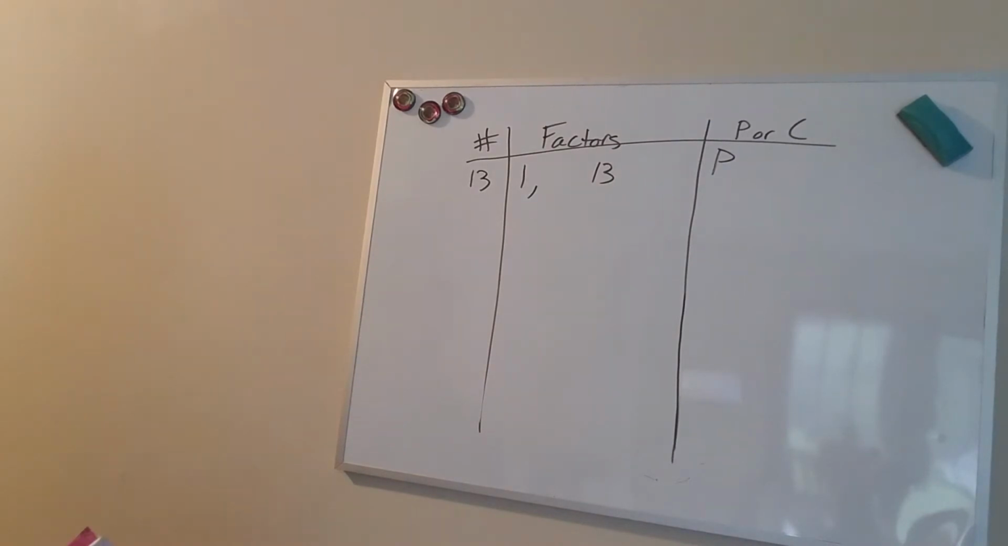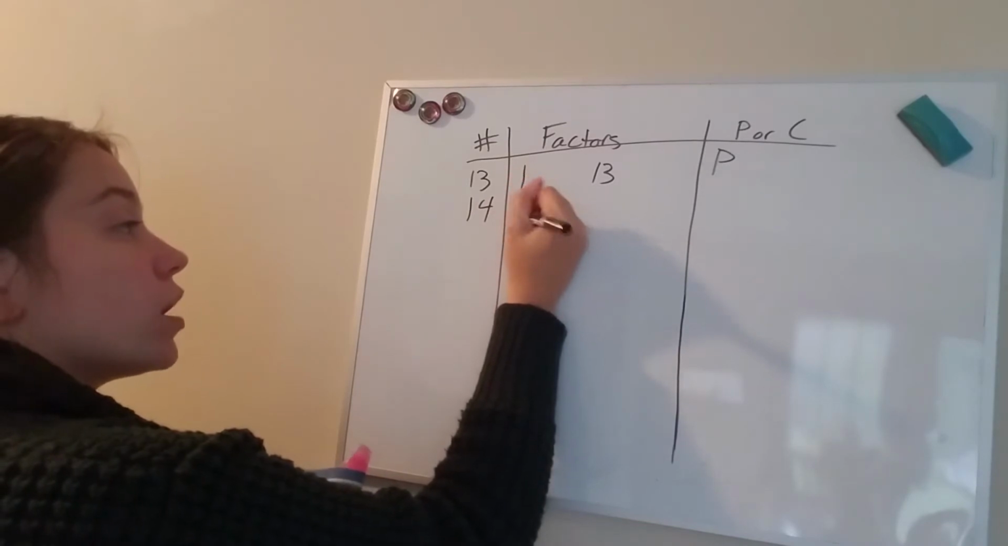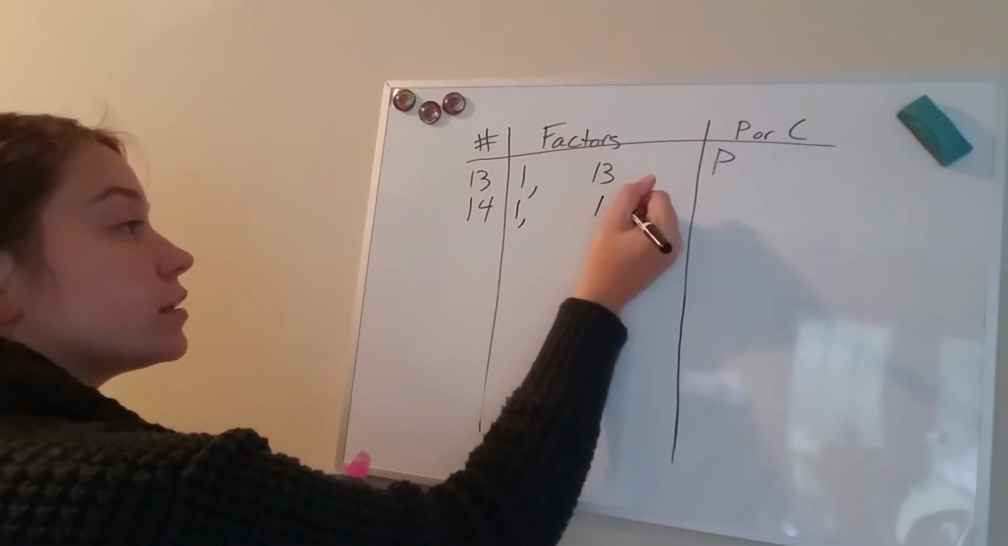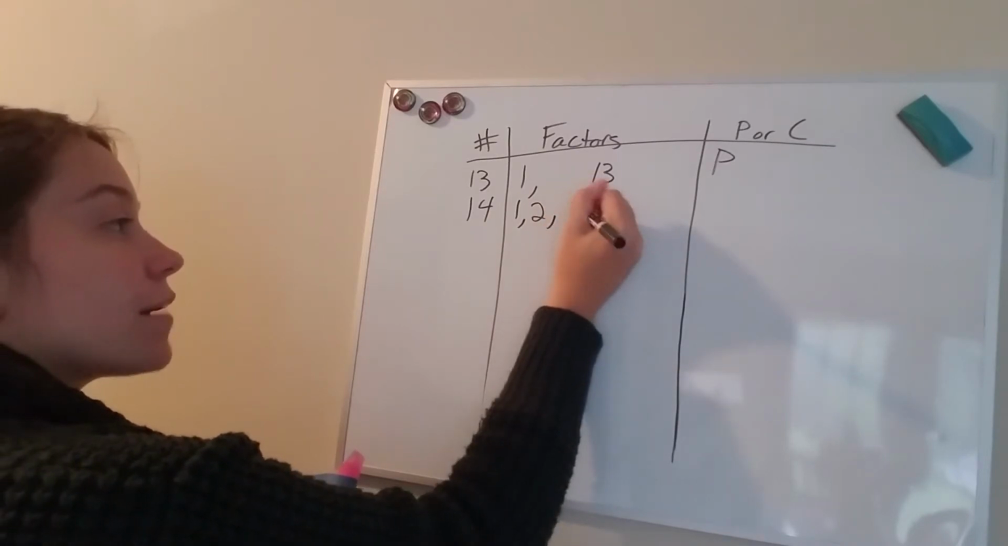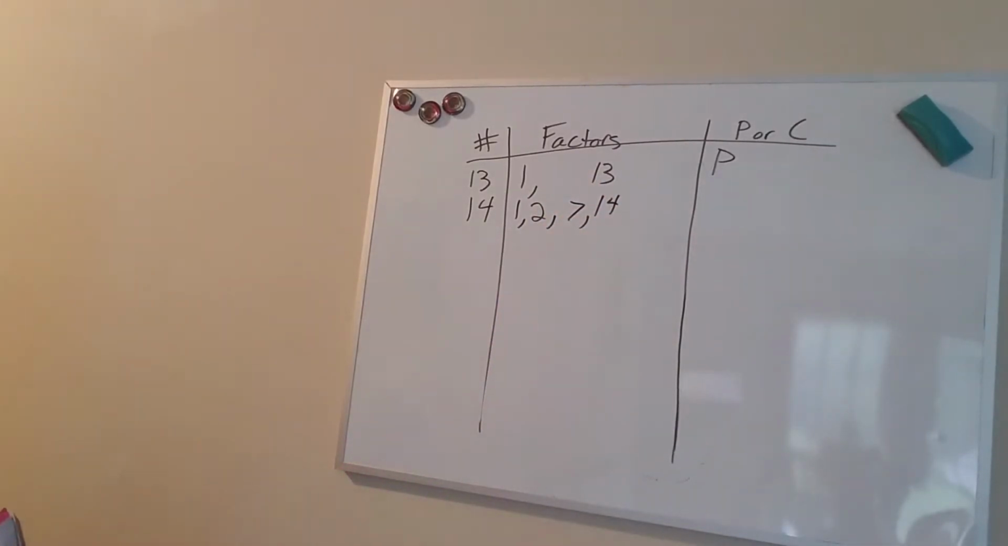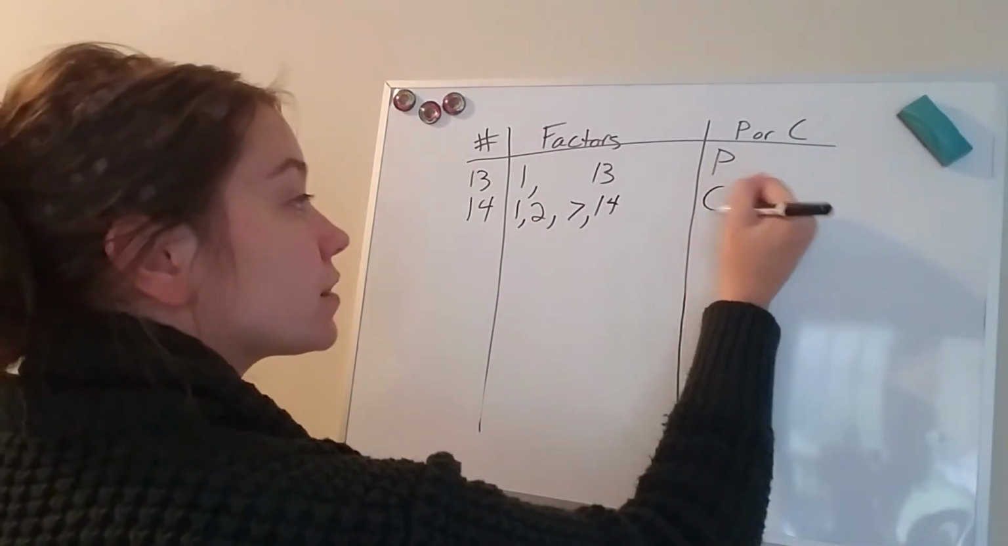Now look at number 14. 14. We have 1 and 14. We have 2 and 7. And is there anything else that we can put in there? Can 3 go in there? What about 4? Or 5? Or 6? Nope, that's all of our factors. We only have 4, but that means it's a composite.